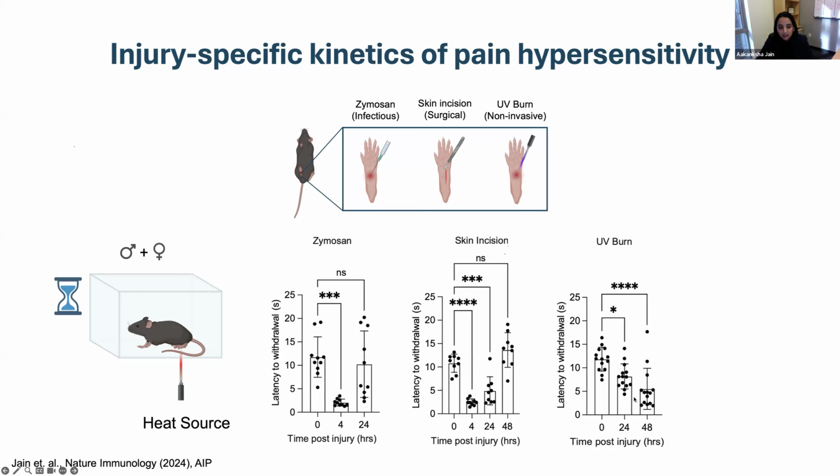But what stood out to us immediately is that in all three models, the kinetics of hypersensitivity was significantly different. For example, in zymosan injection, which is an infectious model, there was hypersensitivity almost immediately after injection. However, in UV burn, it took these mice almost 2 days to develop significant hypersensitivity. So this already suggested that even though this is the same tissue and they're all three acute pain models, the mechanism that leads to pain in these models could be different.